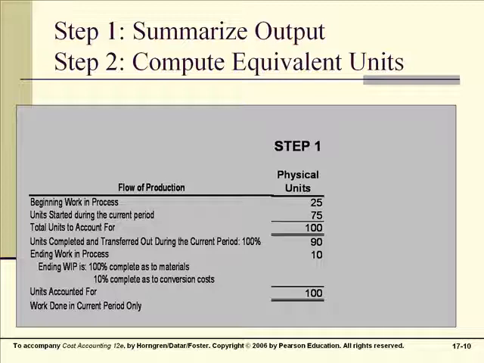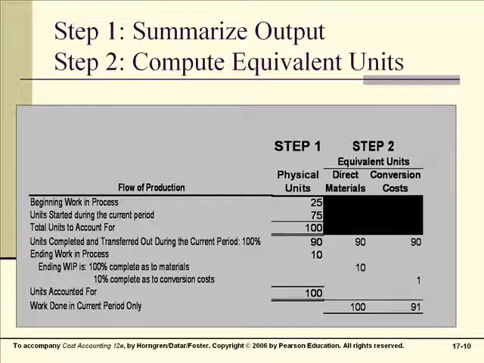So 10% were left, and with that ending work in process, we assume that 100% was complete as to materials. That's a pretty typical assumption, because we assume all the materials had to be there to be worked on, but somebody on the floor or the system itself determined that only 10% is complete as to conversion cost. So we have total units to account for. In an ending work in process, we have 10 left, 100% completed as to materials, 10% left as to conversion cost. At step 2, we determine the equivalent units.